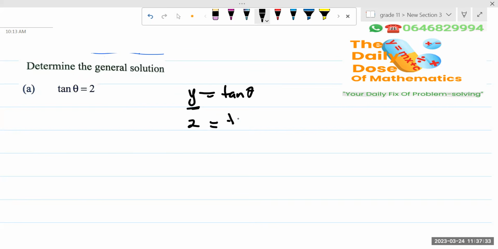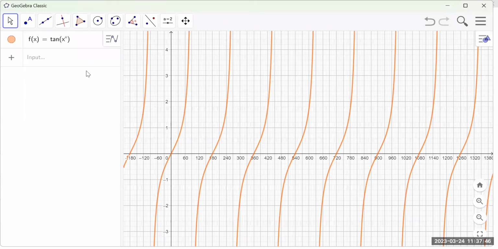Okay, so what are they asking here? They're asking what are the values of theta that are going to give us y as 2? That's the question. Now, if you go and draw the graph of tan, this is what you're going to see. So this is a basic tan graph. It looks like this. What are the values of theta that are going to give us 2?